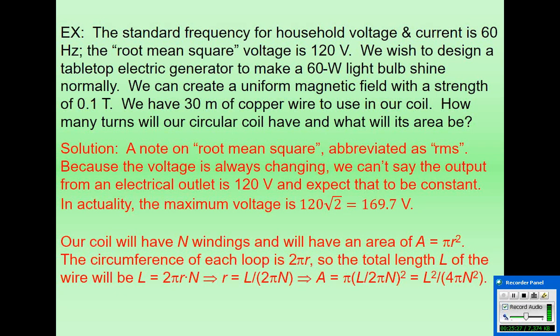So that already gives us a little bit of information about the radius. The radius has to be equal to the total length of wire with which we start, divided by 2 pi N. And subsequently, the area, which goes as pi r squared, would wind up being equal to L squared over 4 pi N squared. So we've already kind of eliminated one of the variables.